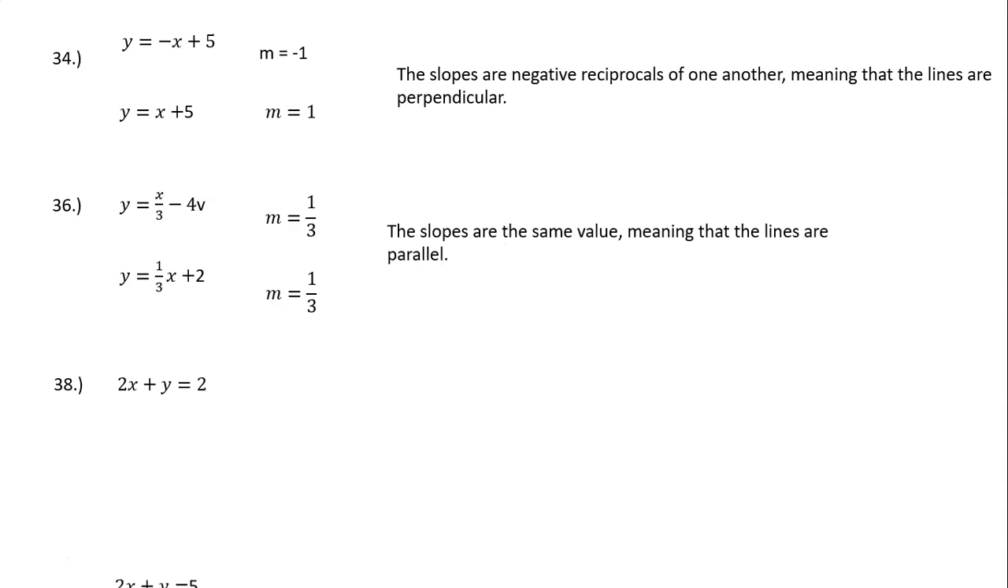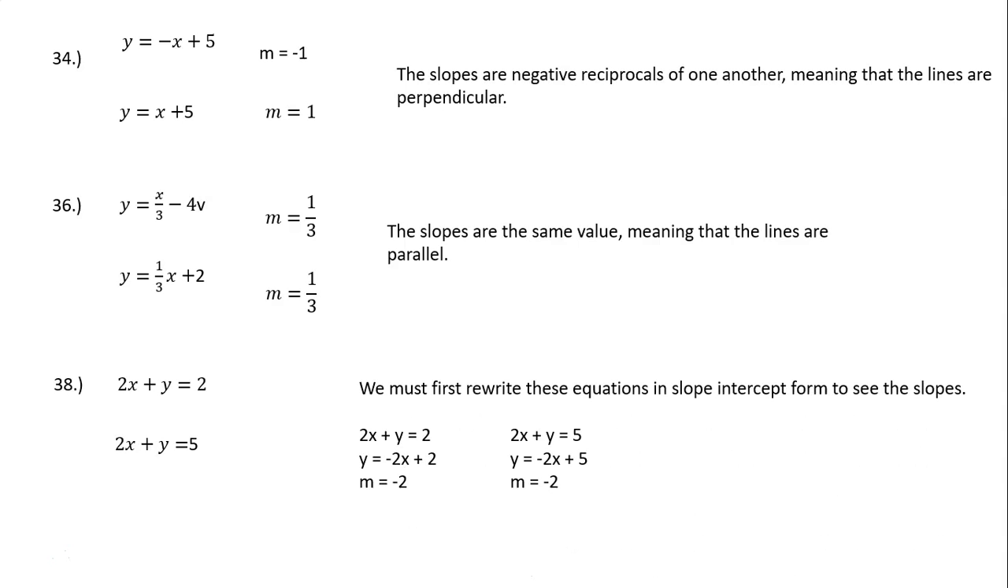Question 38. Now these two equations are not given in slope-intercept form like the last three are. These equations are given in standard form. So you cannot directly see the slope. So we have to rewrite the equations of these lines, put them in slope-intercept form, and then pull the slopes out. So let's do that.